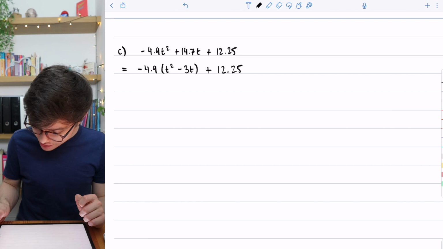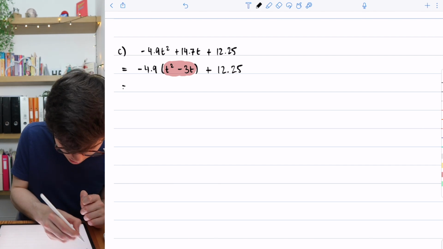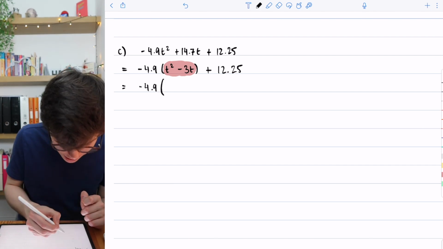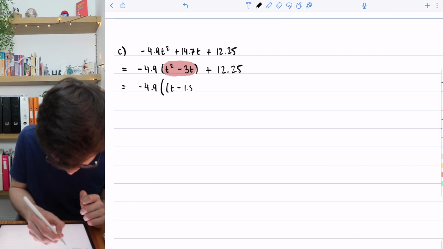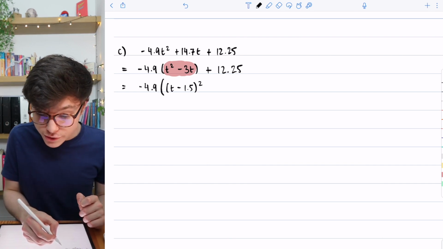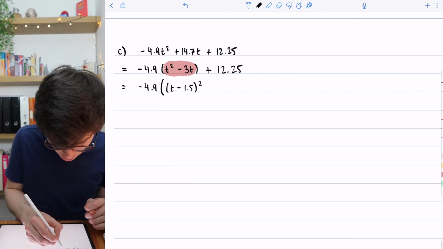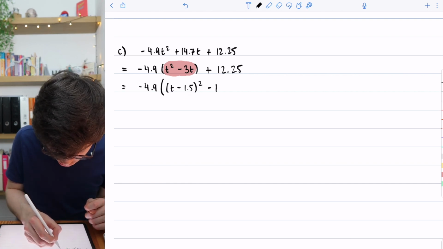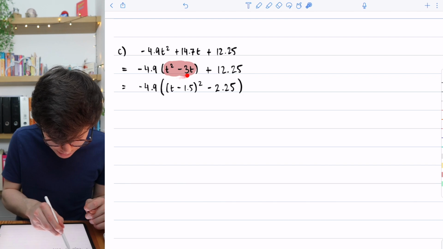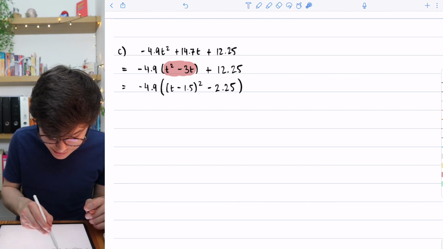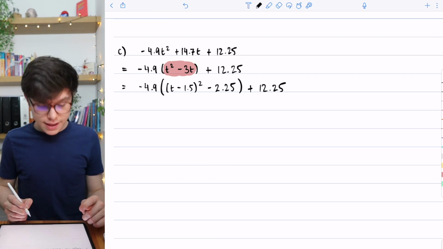That's what I get when I factorise out minus 4.9, and then I'm going to complete the square on that inside bracket. So I'll have minus 4.9 out the front, and then t minus half of 3, which is 1.5. We will square that, then we'll take off what we get when we square 1.5, which is minus 2.25. Close the bracket, because now we've completed the square on what's inside, and then I need to add 12.25 to the end.